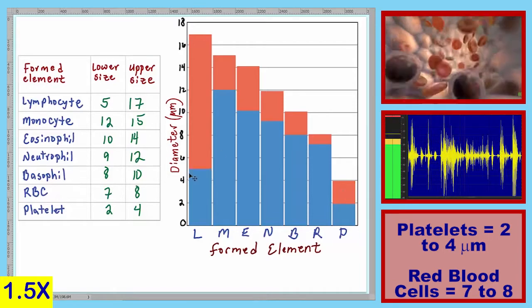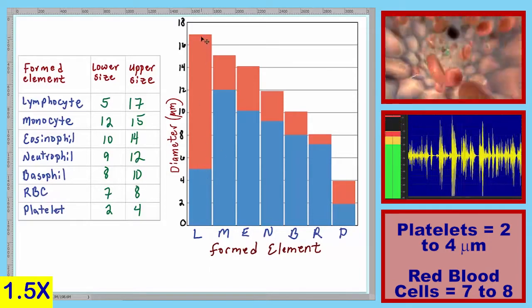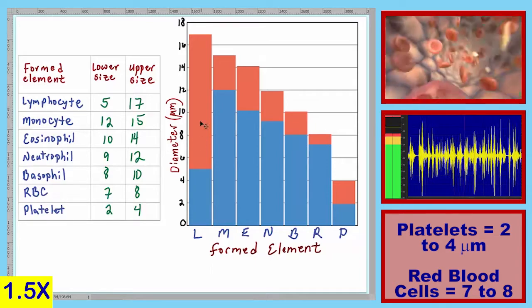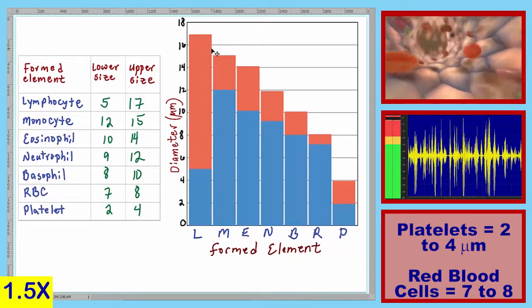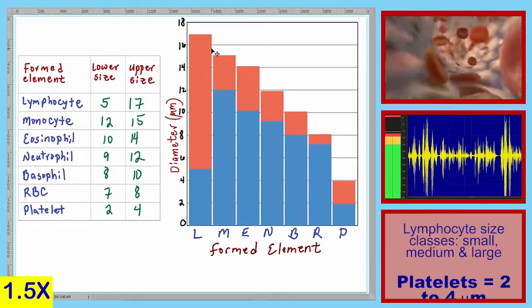The largest size range that we can see here is going to be with the lymphocytes. They range from 5 up to 17. One may conclude that any particular lymphocyte may have any of these sizes. However, that's not the case. There are 3 different classes of lymphocytes: the small class, the medium class, and the large class. I'm going to indicate those here.